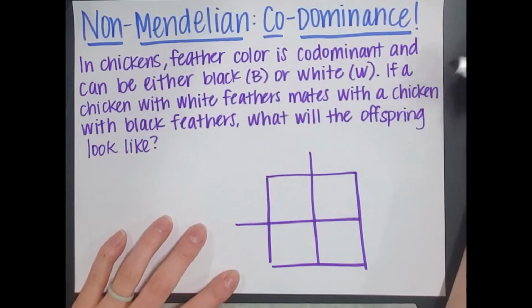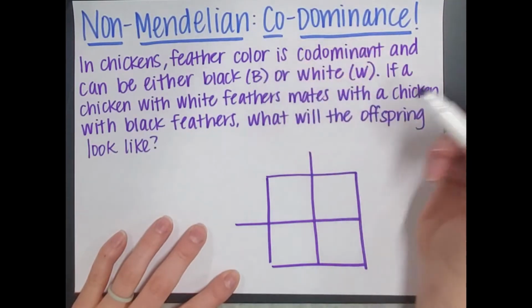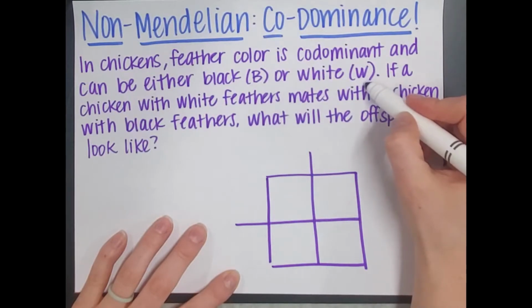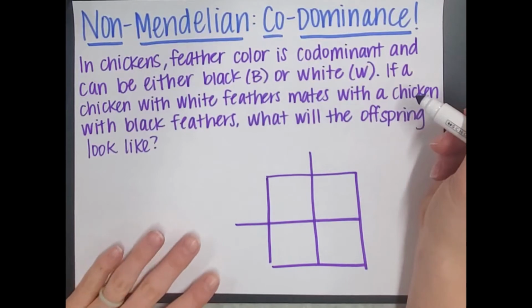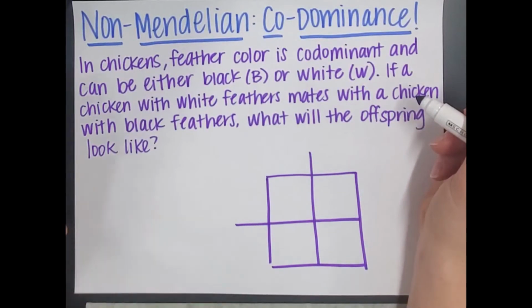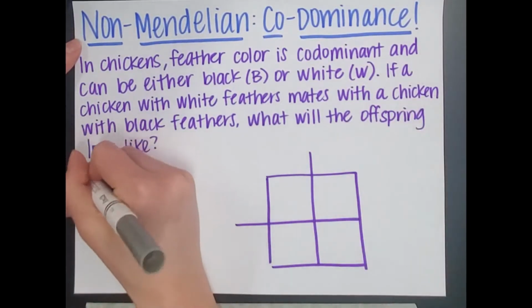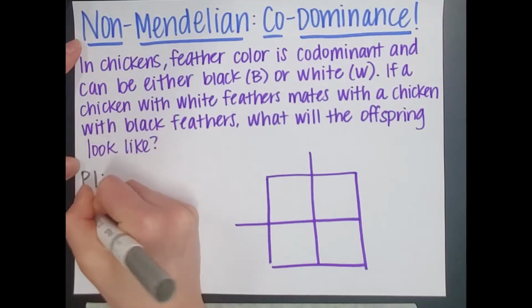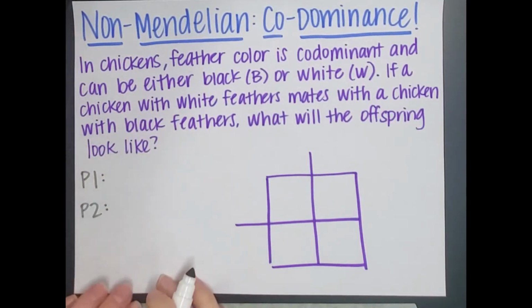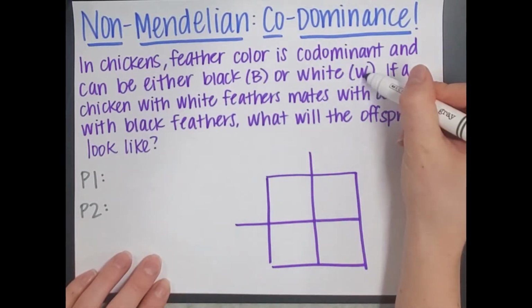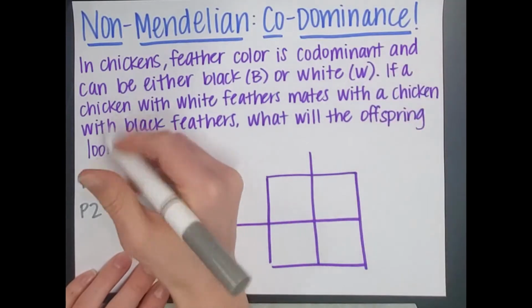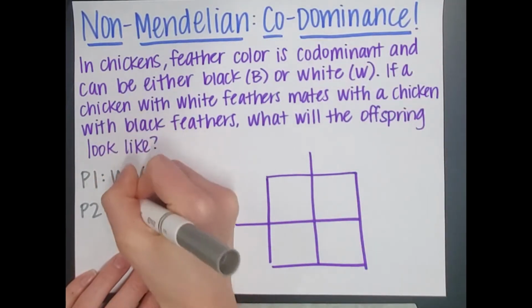In chickens, feather color is codominant and can be either black, represented by a big B, or white, represented with a big W. If a chicken with white feathers mates with a chicken with black feathers, what will the offspring look like? Let's start by taking a look at our parents. So we have parent 1 and parent 2. We'll call parent 1 our white feathered chicken. Because they only have white feathers, they are only going to have the white allele here for white feathers. So they're going to be capital W, capital W.